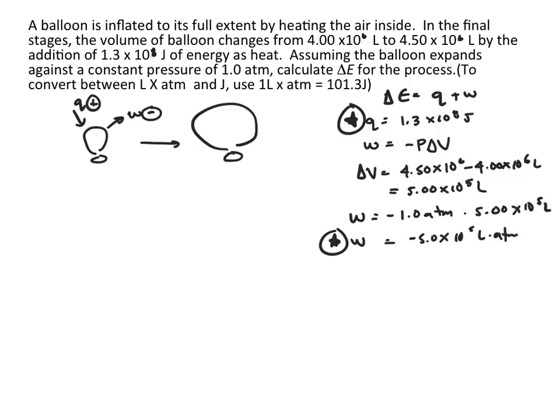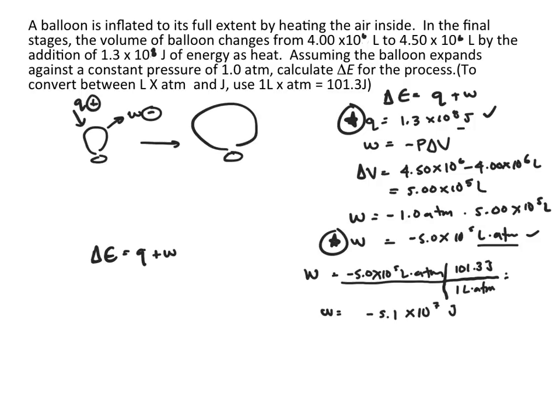We're going to calculate the change in internal energy of this specific system. We have our delta E is equal to Q plus W. Normally we would just take our Q and our W and plug them in and do the math. However, what I want you to notice is that the units do not match. So we need to convert into joules in order to make the units match and be able to be added together. We're going to convert our work value into joules, and we end up with negative 5.1 times 10 to the 7th joules.